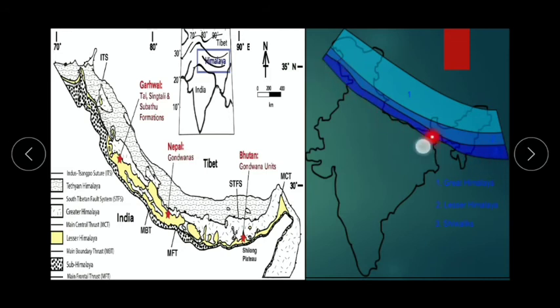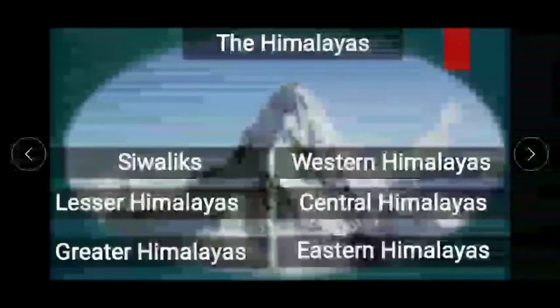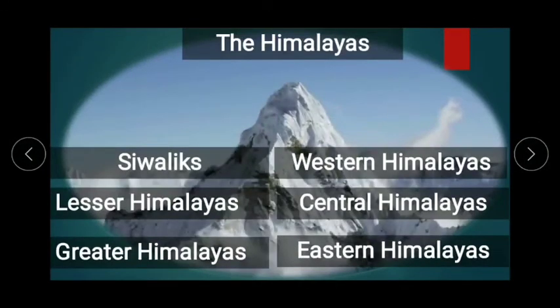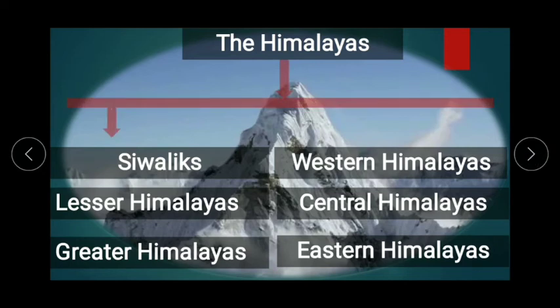So if you go through the maps, it is very easy to understand the geography. Here again you can easily see in yellow color the Lesser Himalaya. These mountain ranges are also divided into Western Himalayas, or Kashmir Himalayas, Central Himalayas, and Eastern Himalayas or Assam Himalayas. So basically it is divided into Shivaliks, Lesser Himalayas, Greater Himalayas, Western, Central, and Eastern Himalayas.